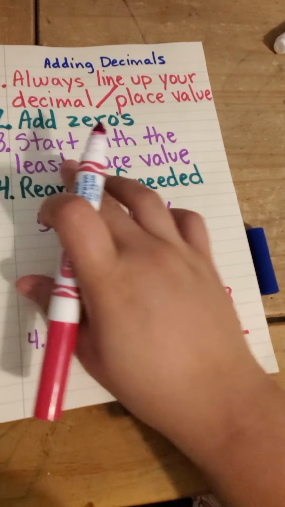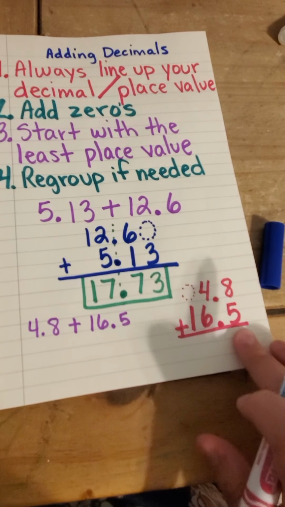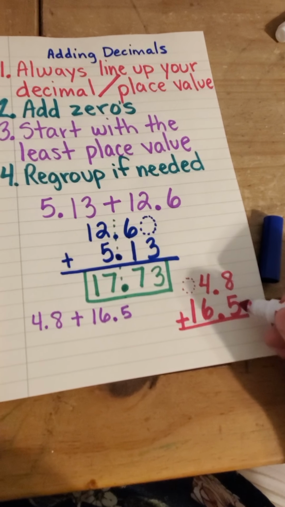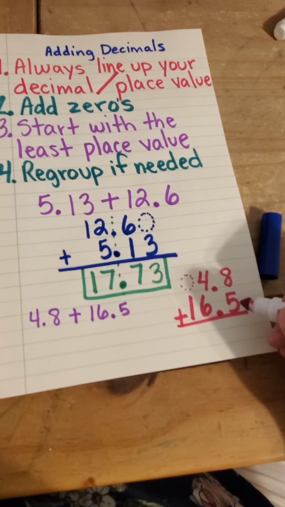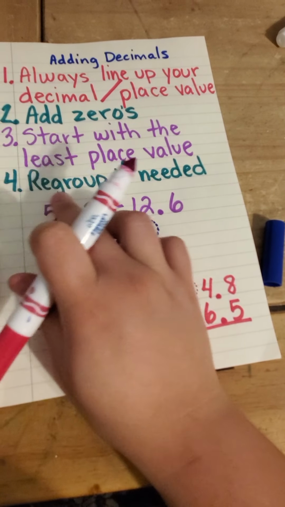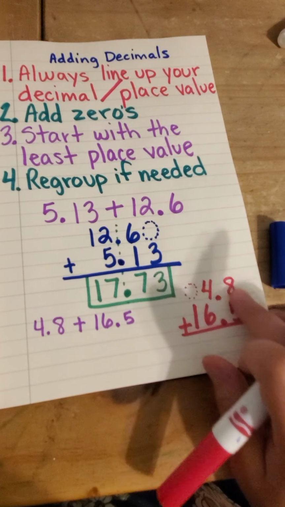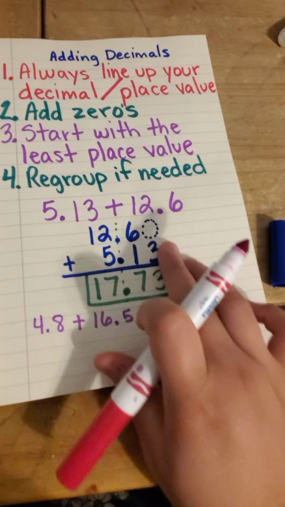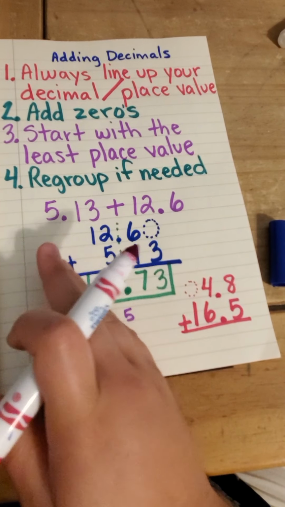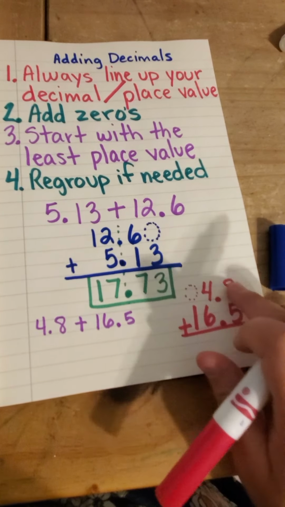So now, I'm going to start with my least place value. In this case, it's my tenths. So I have 8 plus 5. So now I get to rule 4, it says regroup if needed. Here, I have to regroup. I didn't have to here because I didn't make any tens in any of the place values when I added. Here, I have to regroup because 8 plus 5 is 13. So that 3 comes down.